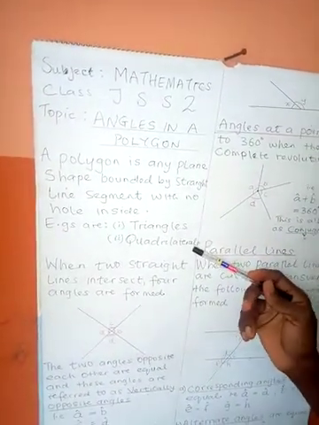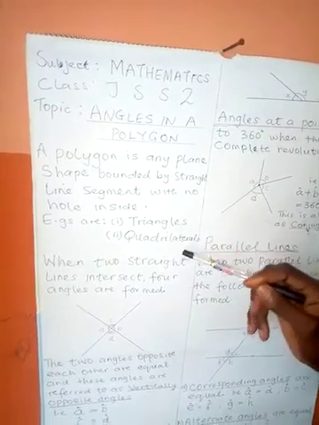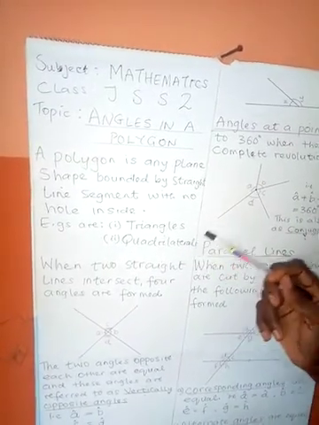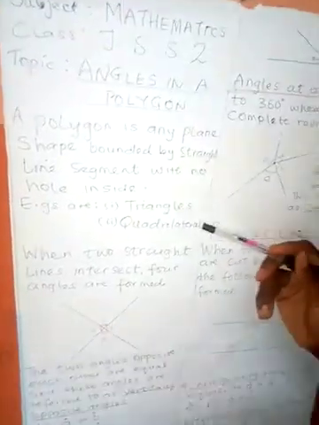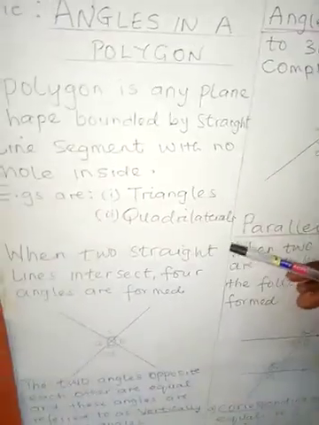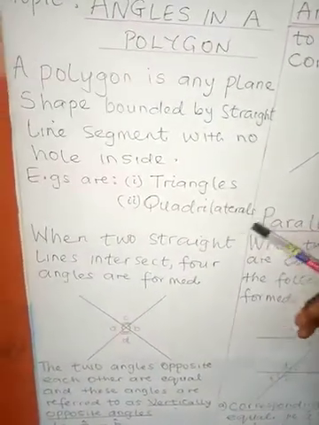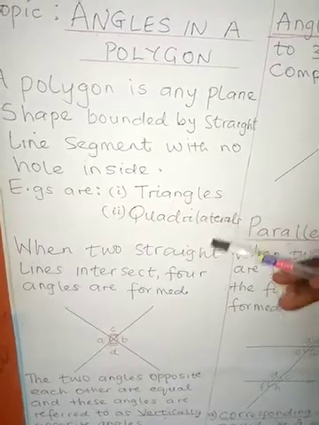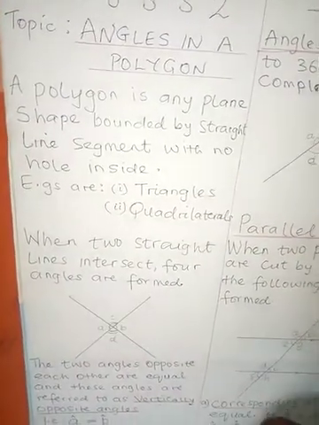What are quadrilaterals? Quadrilaterals are four straight line segments like your square, rectangle, your trapezium, your rhombus, your parallelogram. They are quadrilaterals because they are bounded by four straight lines.